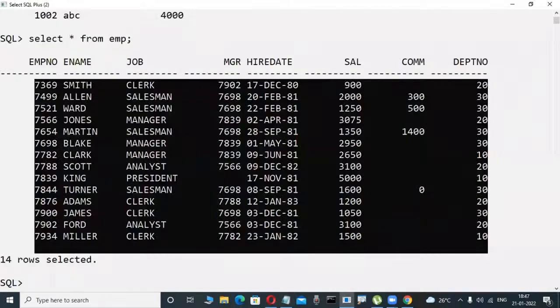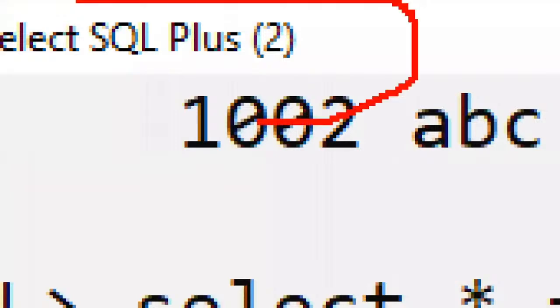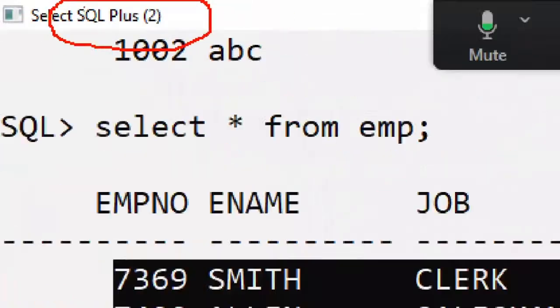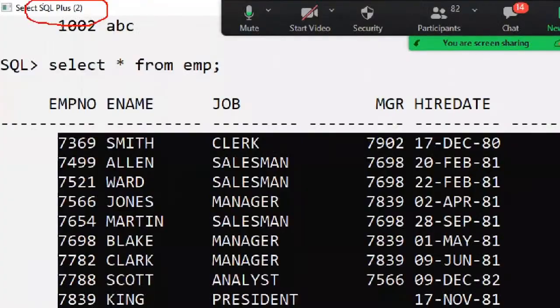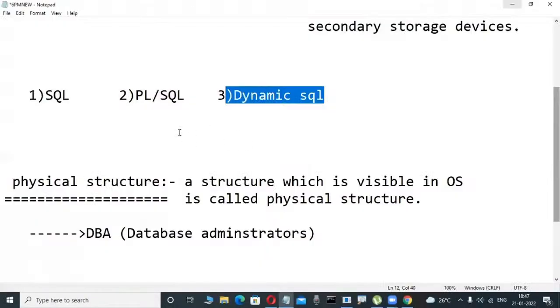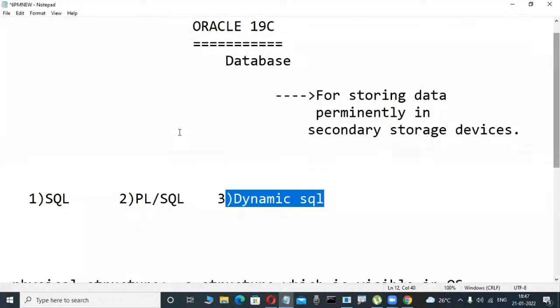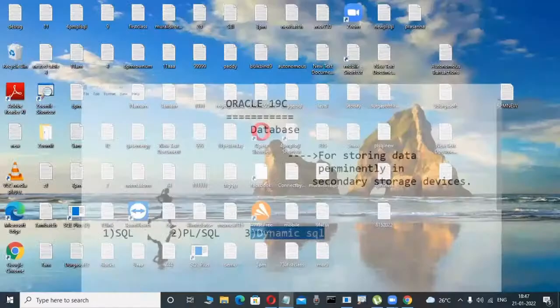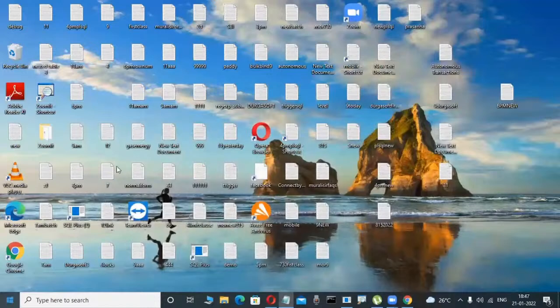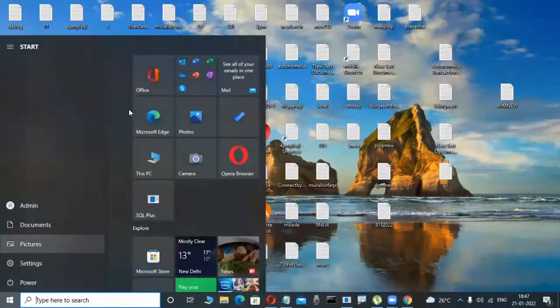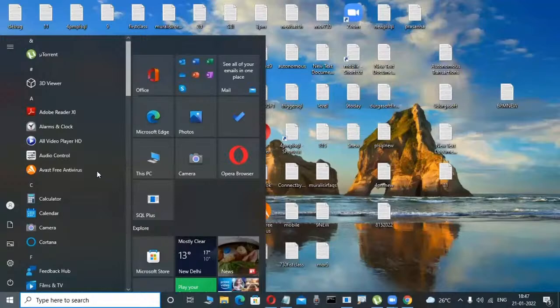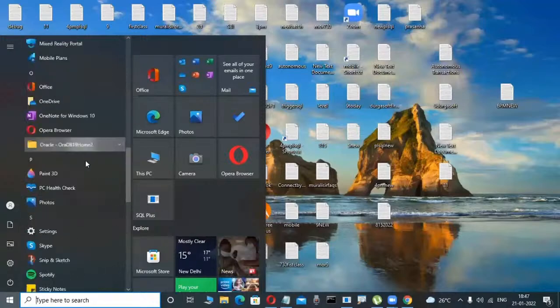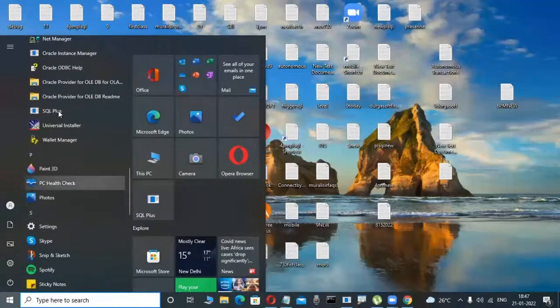SQL Plus is there. What is this one? This is a tool, called a client tool. If you want to connect to the Oracle database, then we use client tools. SQL Plus is a default tool. Whenever I install Oracle software, the tool is automatically available. How can you install it? We are learning these tools in our course. Don't worry. When I install the Oracle software, the SQL Plus tool is automatically there.